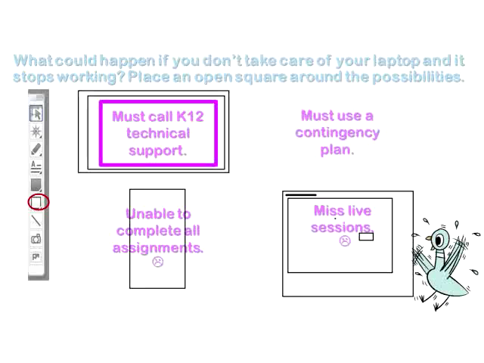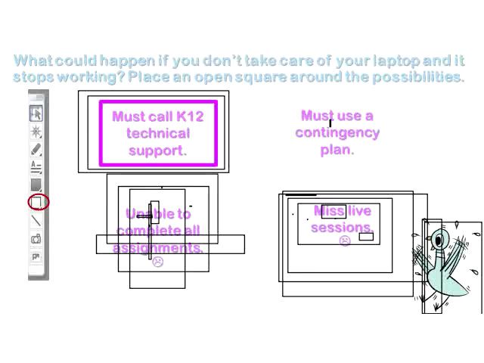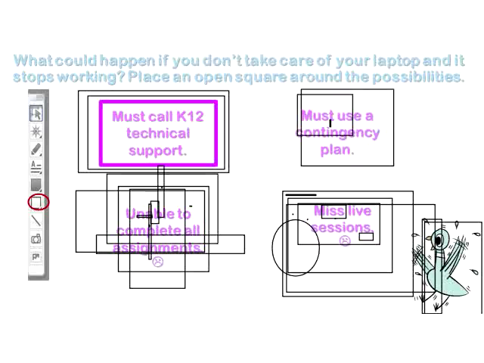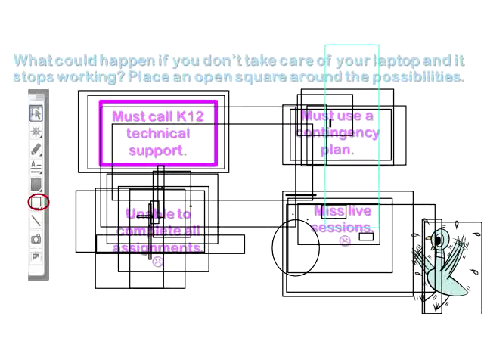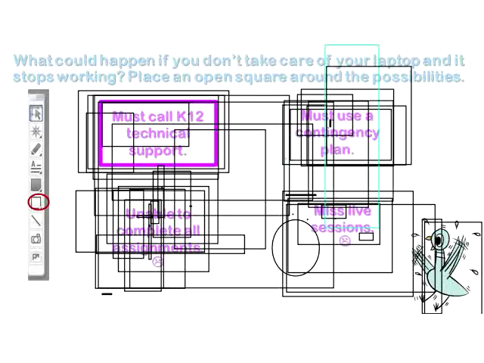And I see some boxes going up pretty much around everything. You'll have to use that contingency plan or backup plan. You'll be unable to complete assignments, and you may even miss live sessions, which means you'll be marked absent. So again, that's why it's extremely important that you only use your school laptop for school-related items. Okay, great job, guys. We're going to put those tools away.